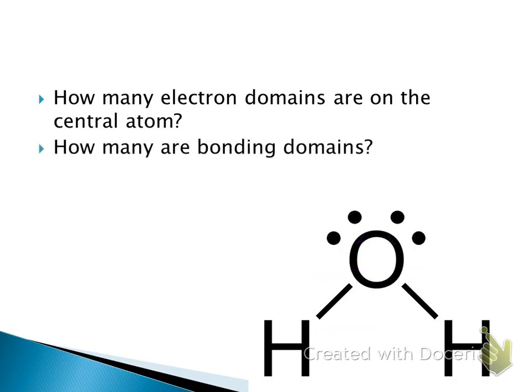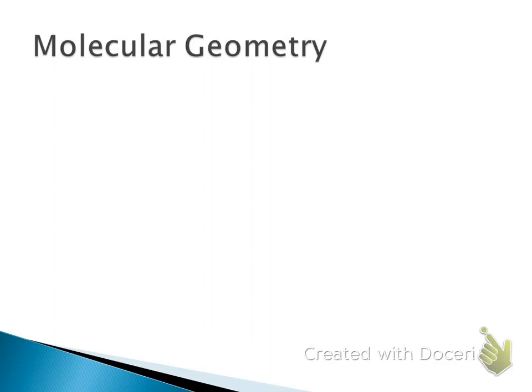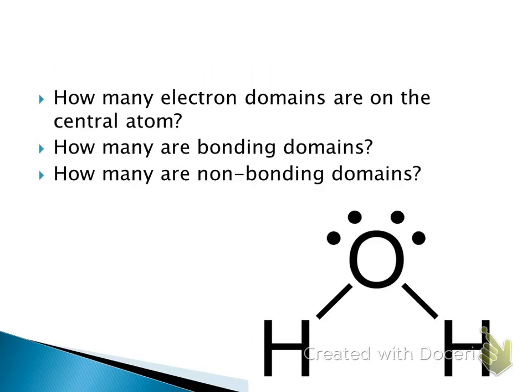So 4, how many of them are bonding domains? 2. And how many are non-bonding domains? 2. So based on what we know here, we've got 4 total domains. I want you to look at your molecular geometry sheet. Total electron domains goes down this side of the table. And how many lone pairs do we have? 2. So slide over to where it says 2 lone pairs, which means the molecular geometry for water is called bent. You don't have to put quotations. Bent.